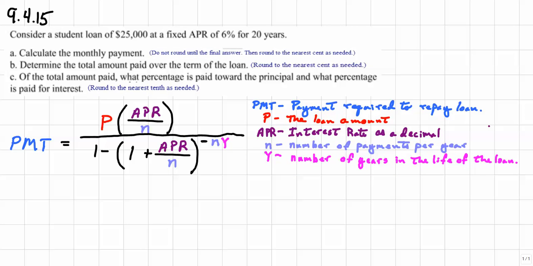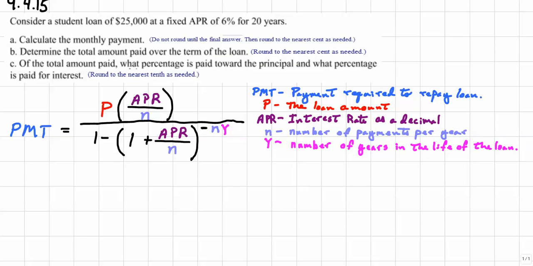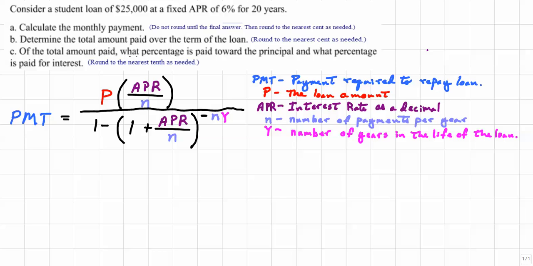PMT, which is in blue, will be the payment required to repay the loan. P, in red, is the loan amount. APR is the interest rate as a decimal, and that's in purple. N, which is in a light purple color, is going to be the number of payments per year. And big Y in fuchsia is going to be the number of years in the life of the loan. So now that we've got that information, let's assign these variables numerical amounts.